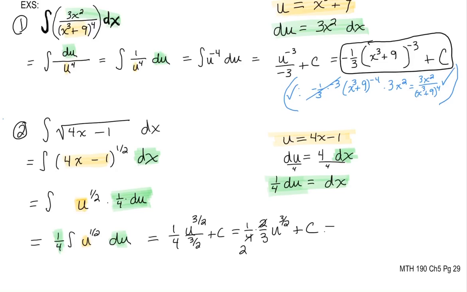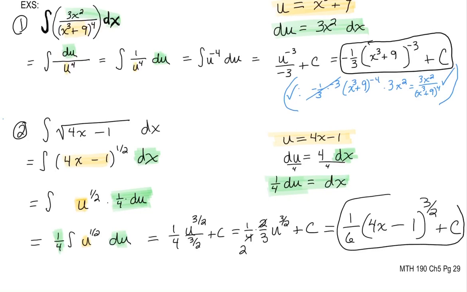And then your final step, of course, is always to replace your u with what it was originally in terms of your original, in this case, x variable. So u was equal to 4x minus 1. So there's our final answer, 1/6, 4x minus 1 to the 3/2 plus c.